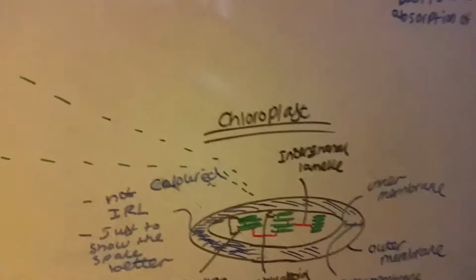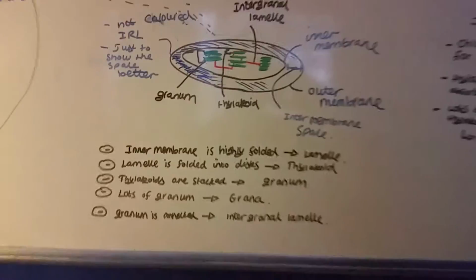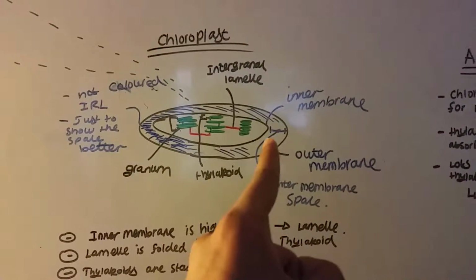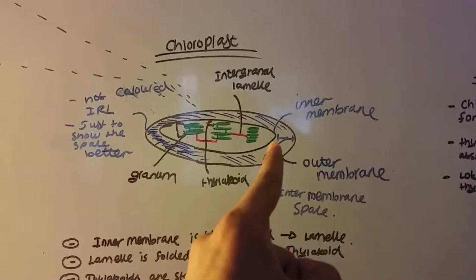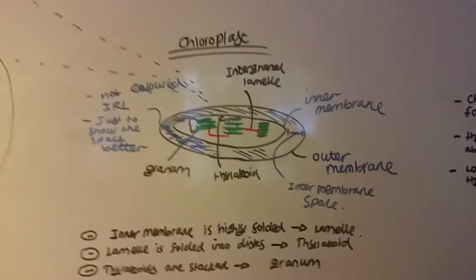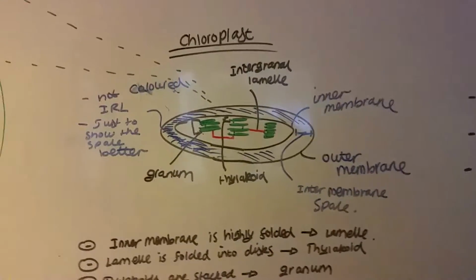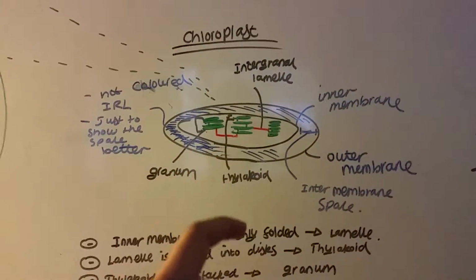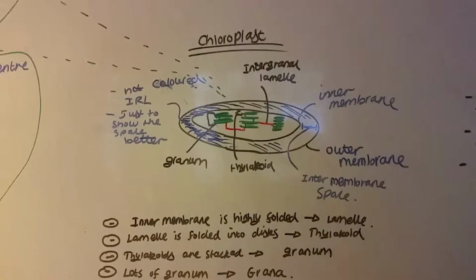You need to know what a chloroplast looks like. I've drawn a diagram here. Outer membrane, intermembrane space, inner membrane. That's called the chloroplast envelope. The white space in here is the stroma. The inner membrane is folded.